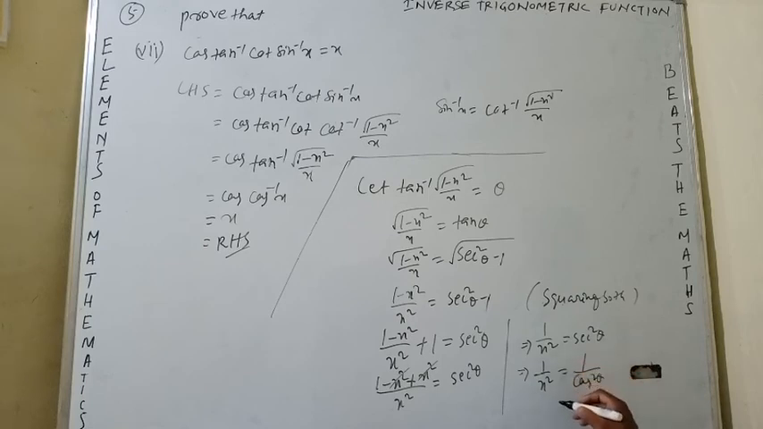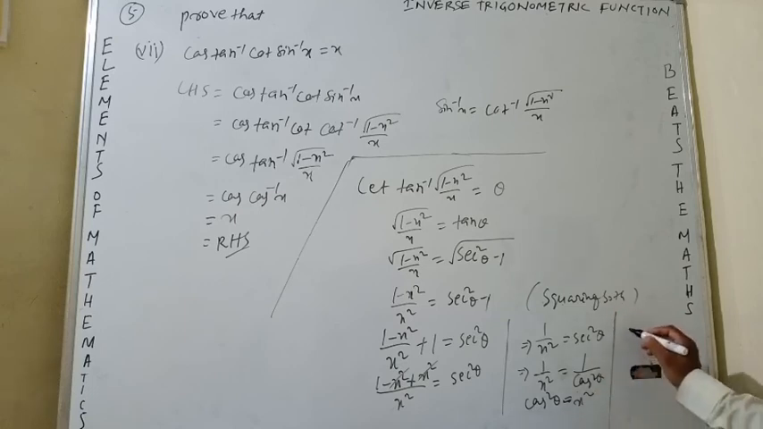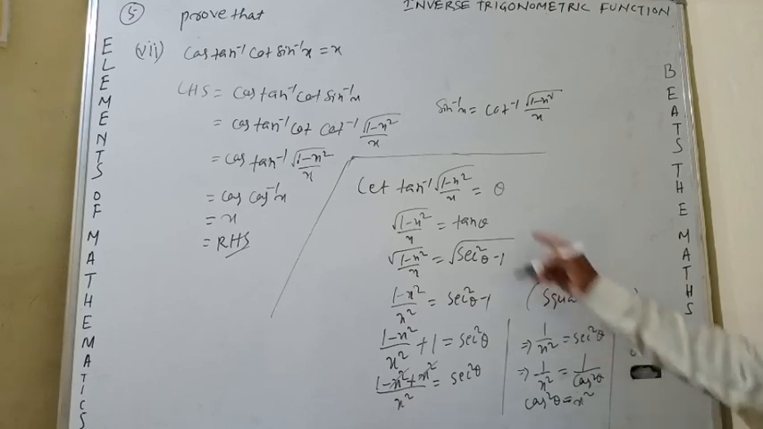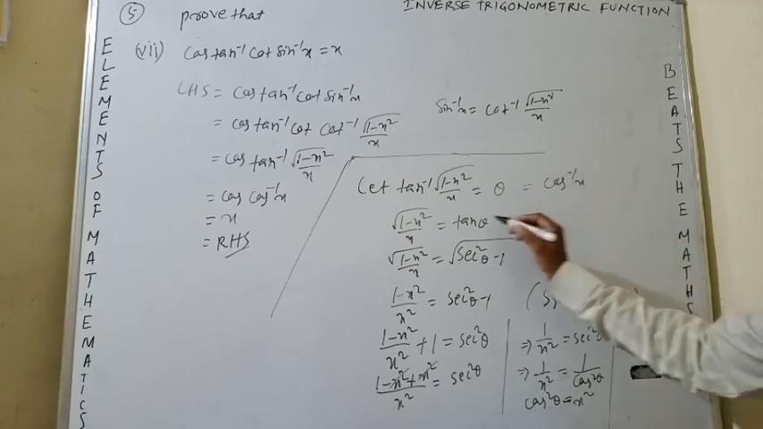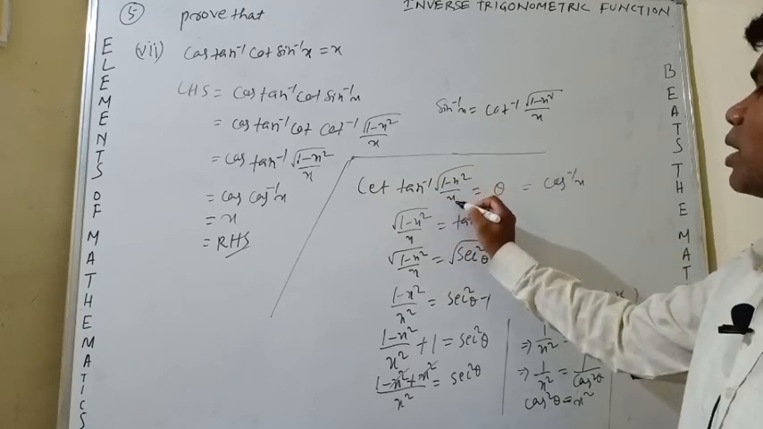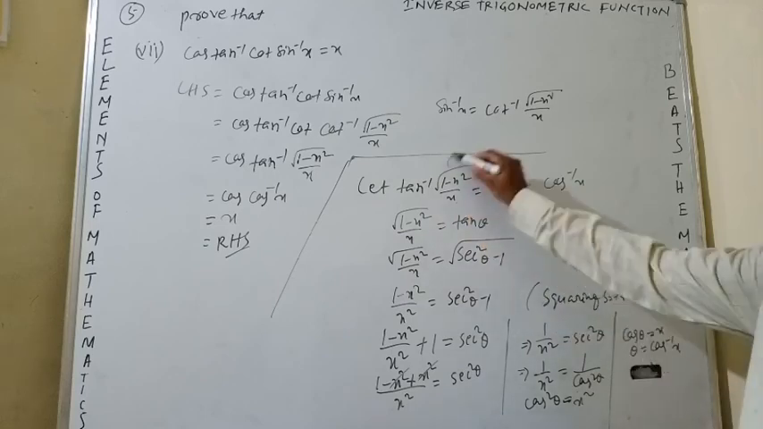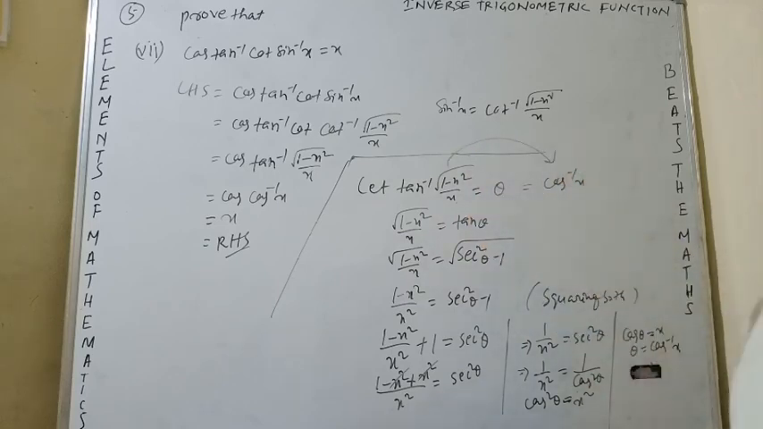1 by x square is equal to sec square theta, which is equal to 1 by cos square theta. Cross multiply, we can get how much? Cos square theta is equal to x square. Okay, then cos theta is equal to x. Theta is equal to how much? Cos inverse x. So tan inverse root over 1 minus x square by x is equal to cos inverse x. Okay, you pause the video, note it down.